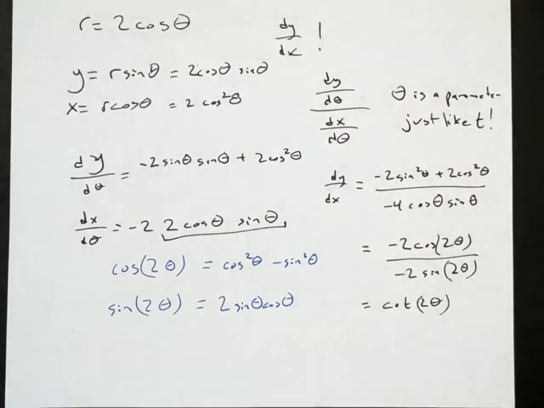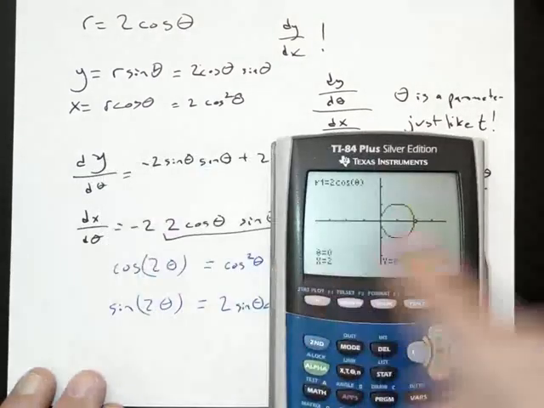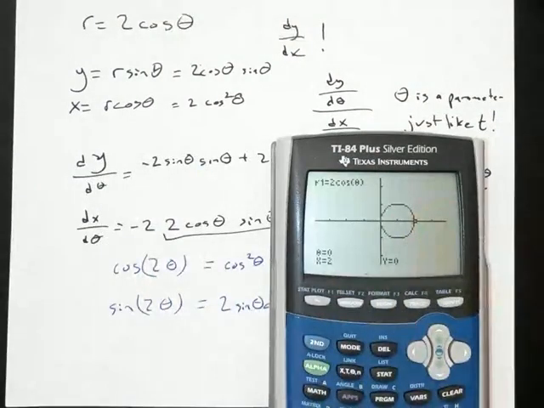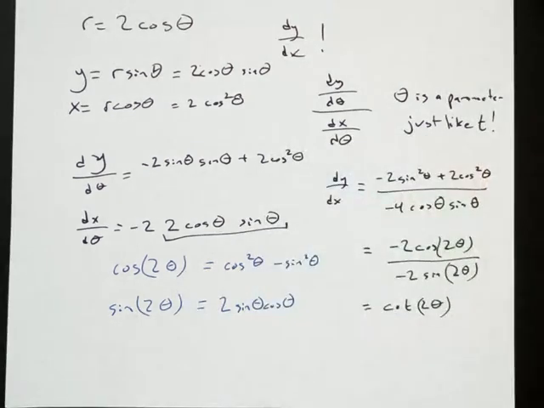And that makes sense if I go back and look at the picture for 2 cosine theta. I can go ahead and trace it in. At 0, I have a vertical tangent line. At pi over 4, I have a horizontal tangent line. I can find all these places exactly the same way we did, but now I'm doing it parametrically, just like we did on Friday. Only it's not in t anymore, it's in theta.